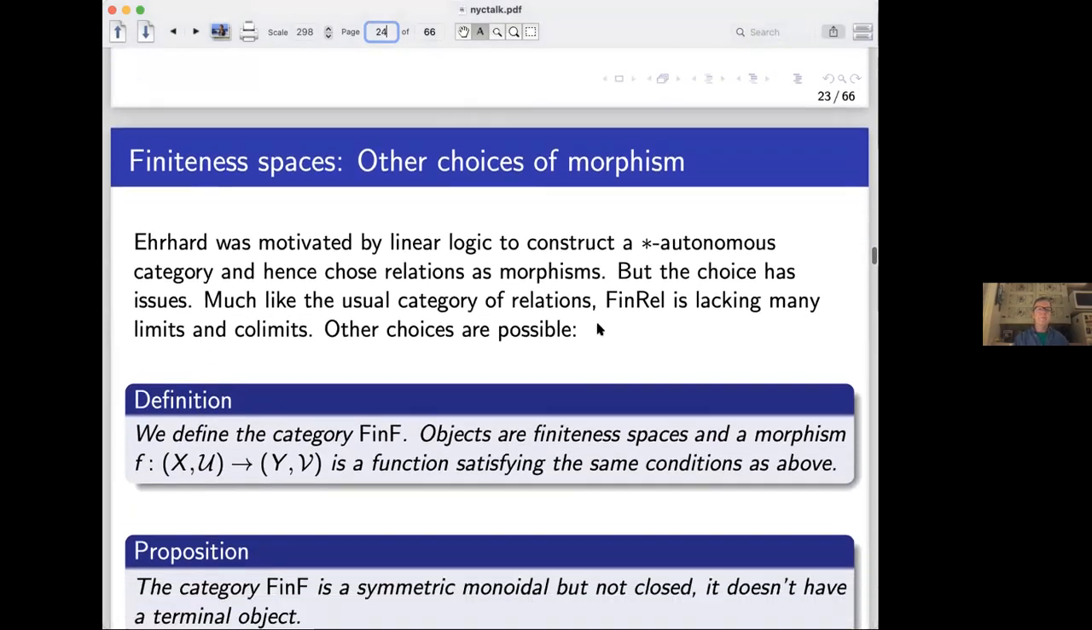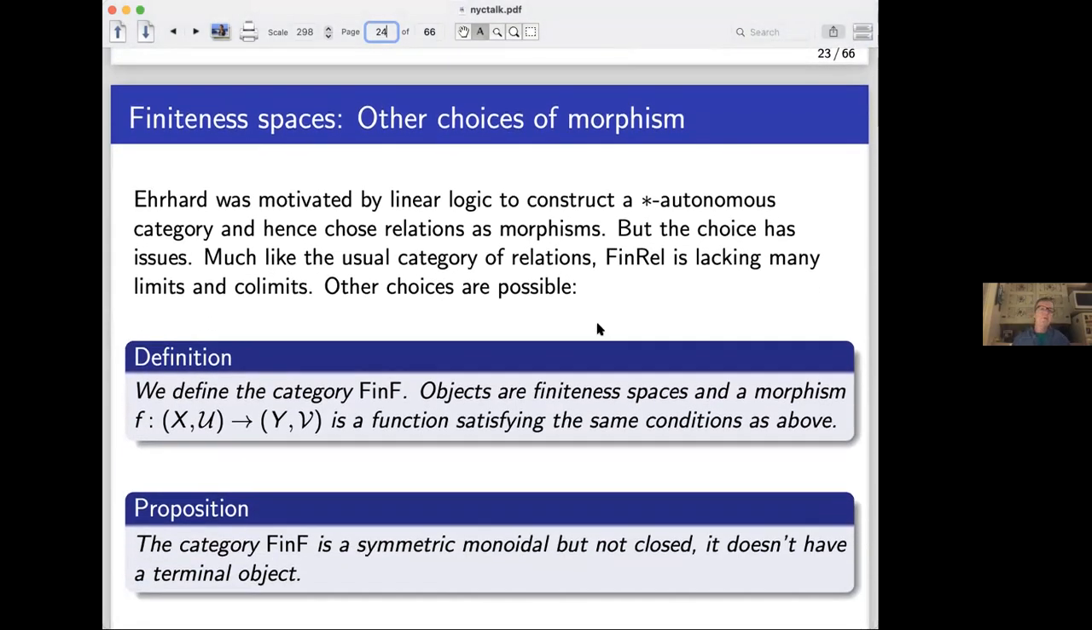Now, Ehrhard was trying to build models of linear logic. And so therefore, relations were clearly the correct choice of morphism. But what if we wanted to do something besides linear logic? We wanted to use finiteness spaces for other things. So there's several different choices we could take.